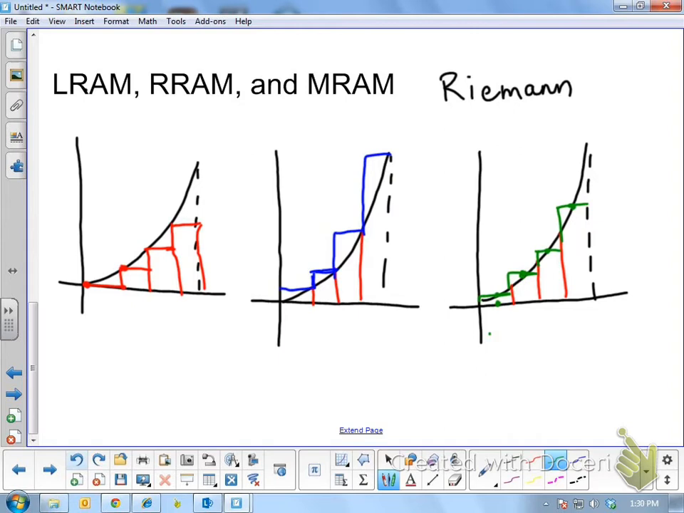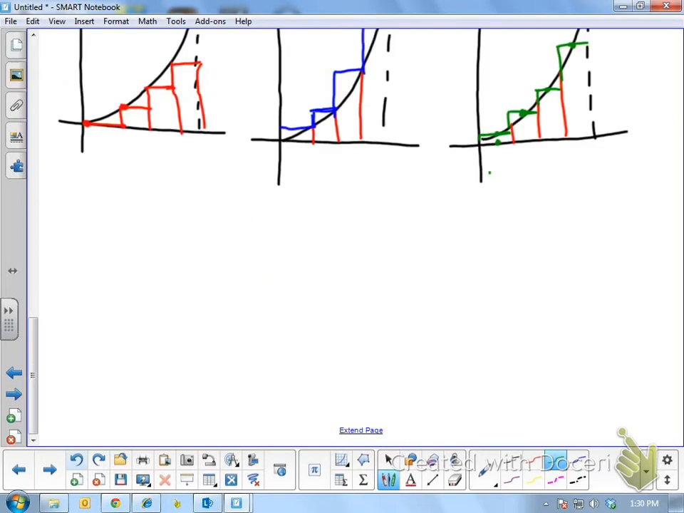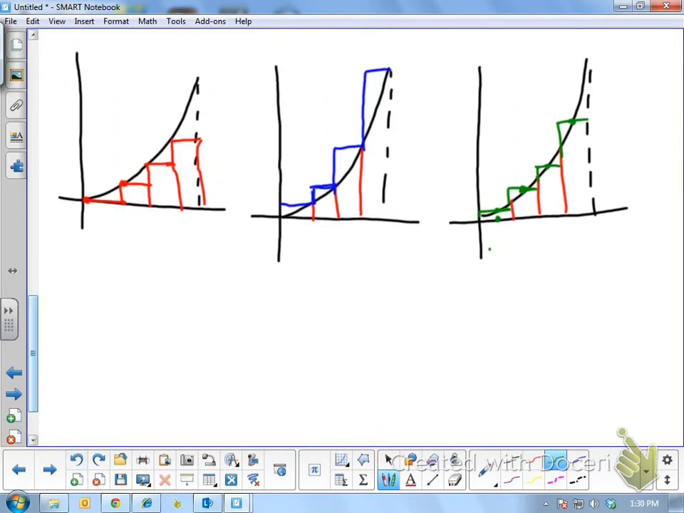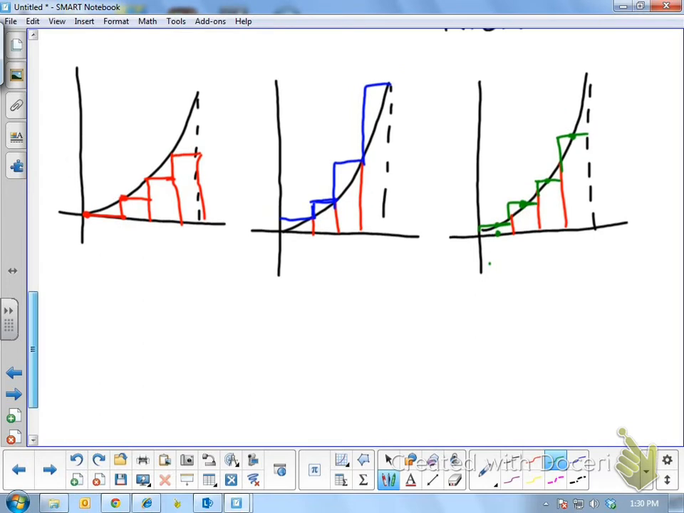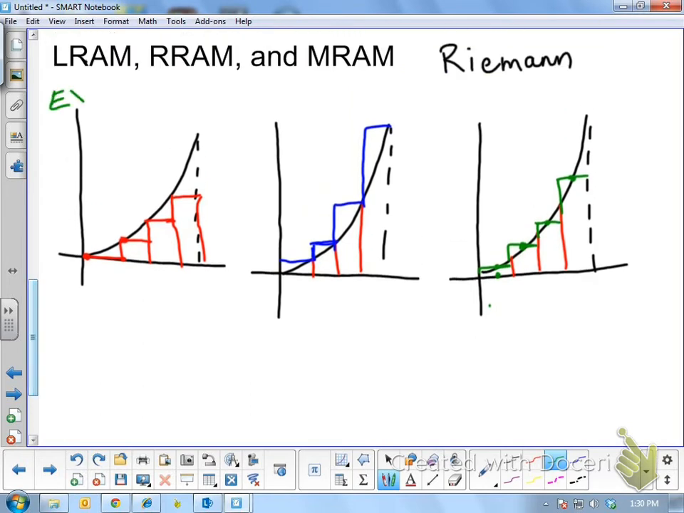So let's stick with our quadratic, and let's do all 3 of these for our quadratic and see what the different answers will look like. We can actually still use this picture. This was our LRAM. Let's say we're just going from 0 to 2, which would make the widths of these rectangles what? 0.5.